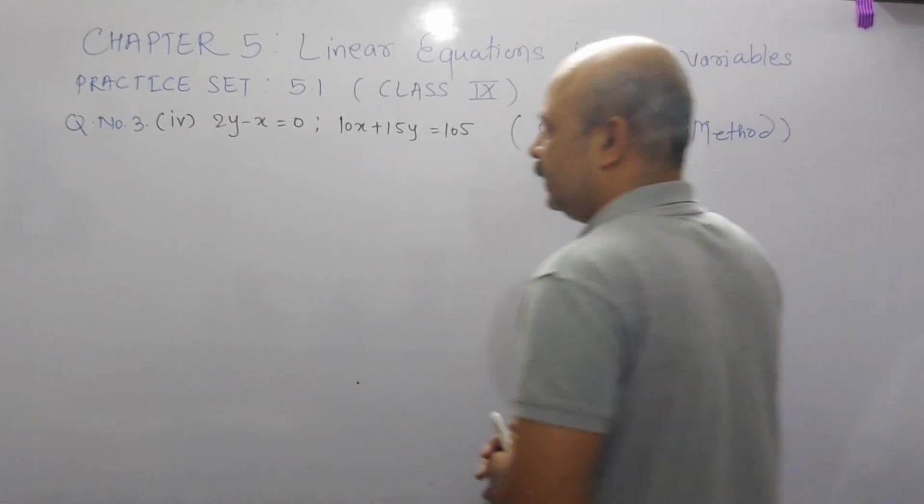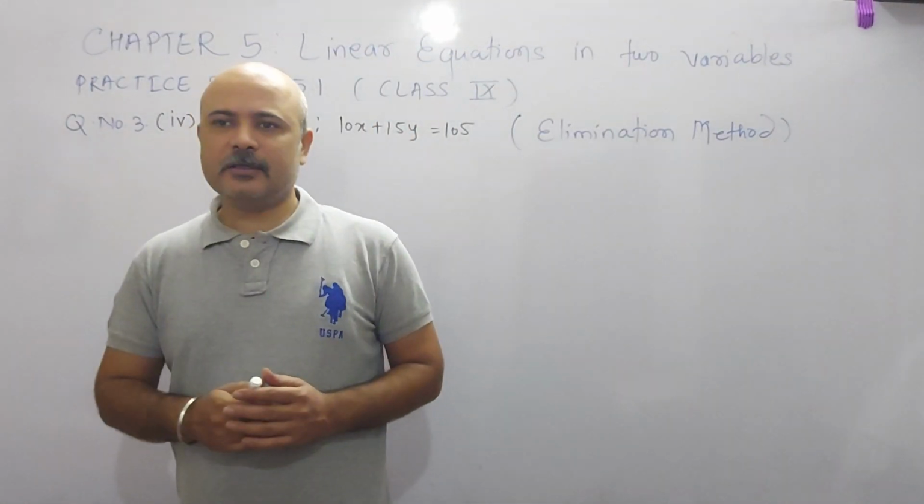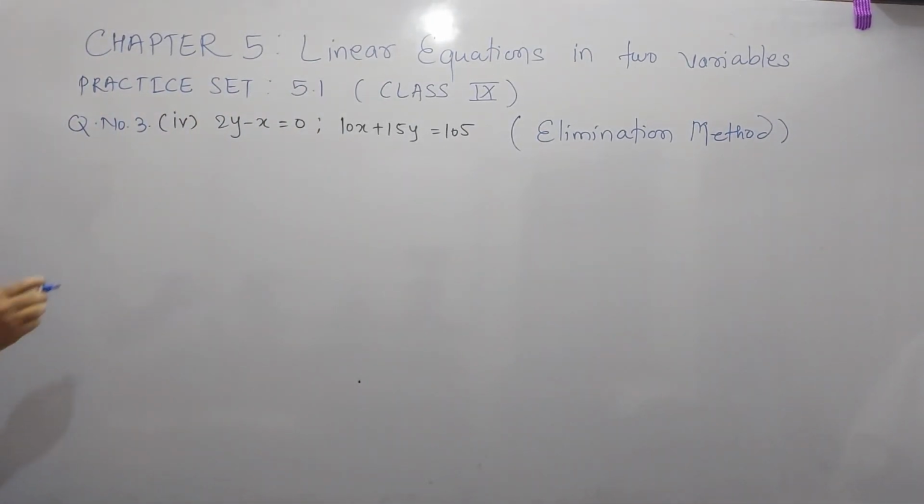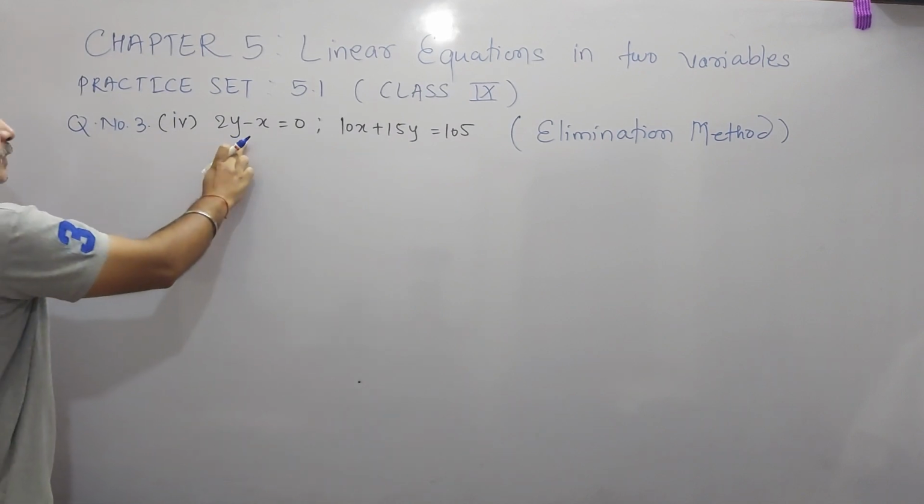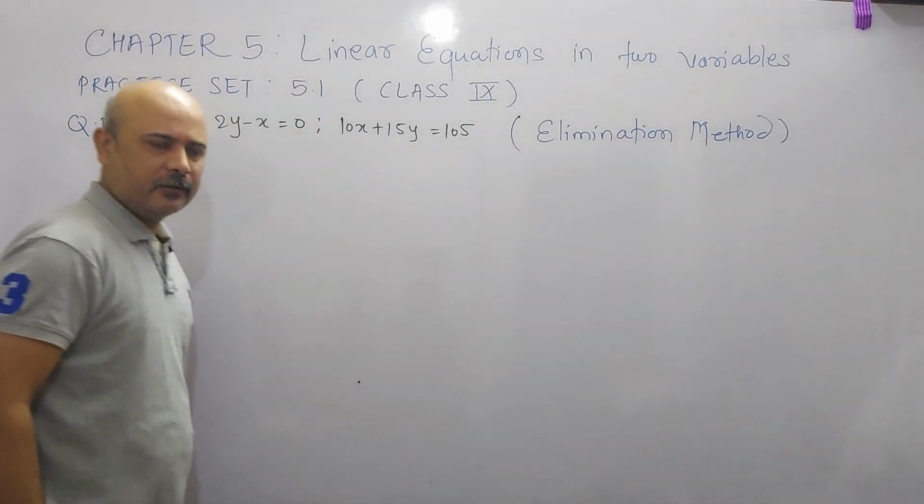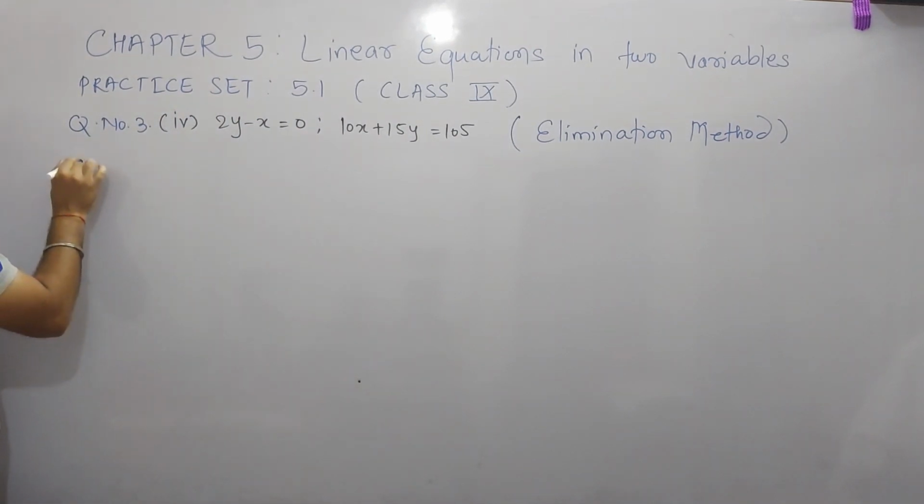Now student, we will see the fourth question of question number 3. So what is the fourth question? The fourth question is 2x minus y is equal to 0 and 10x plus 15y is equal to 105. So we'll start the solution.